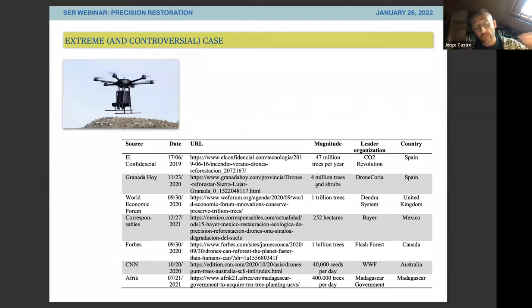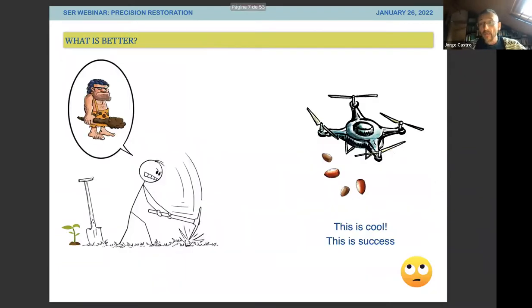All the news in the newspaper, and even the companies that do that, they are reporting that they are seeding, all right? Thousands and thousands of seeds, plants, hectares, but never report success, because probably success is very, very small. But the point is that we are very much habituated to see technology as something very positive. We have a guy here digging a hole and planting a seedling. Compared to that, this guy is a troglodyte. We tend to think that this will be successful.